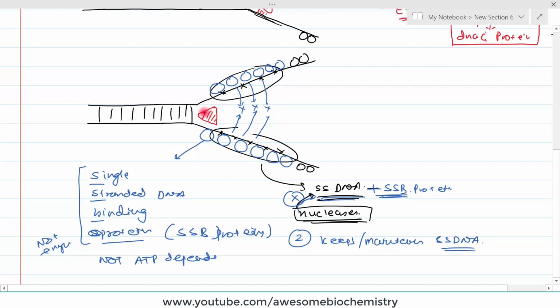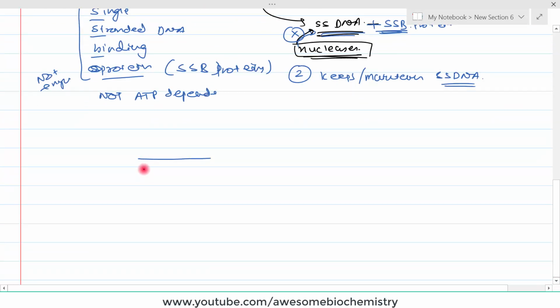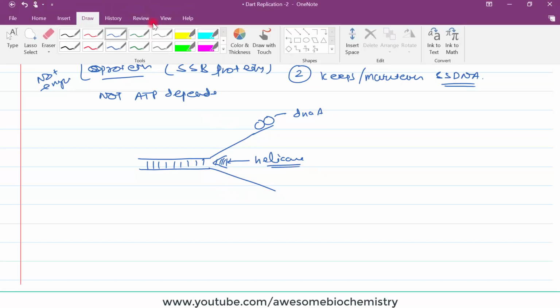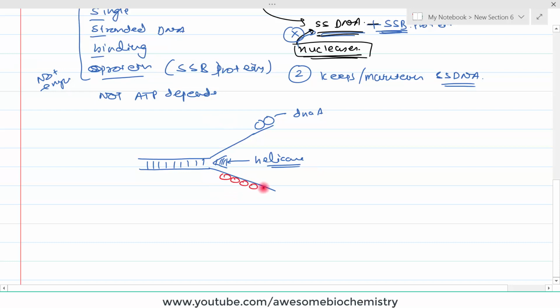I forgot to tell you one thing, that this helicase, its action is also ATP dependent. So let's draw a very small and neat diagram. This is double stranded DNA. These are the two separated chains, the single stranded DNA. We have this DnaA protein. Here we have helicase, which acts like an unzipper. This is helicase, or you can say a complex of DnaB and DnaC protein, and then we have single stranded DNA binding protein or SSB proteins.